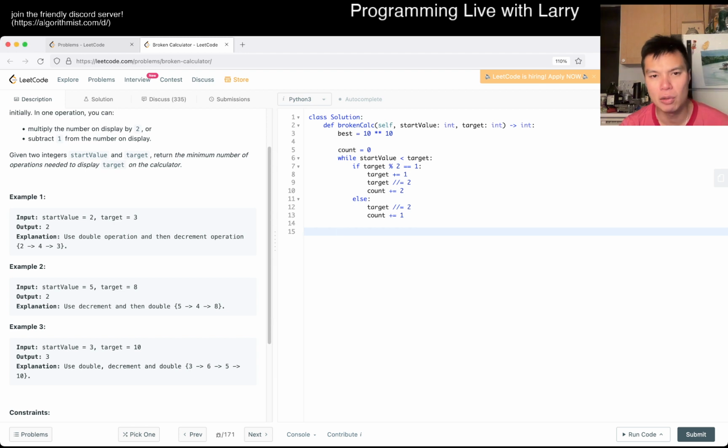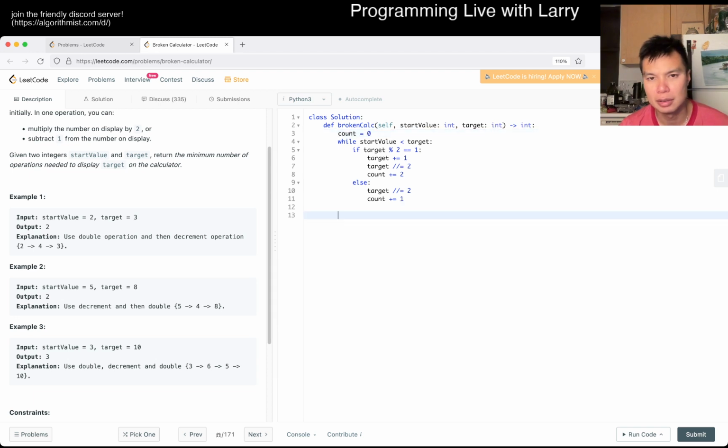And then now your answer should be count, obviously, but then the difference between the count. And in this case, we guarantee that the target is smaller than start value. So then start value minus target. I think that's roughly right.